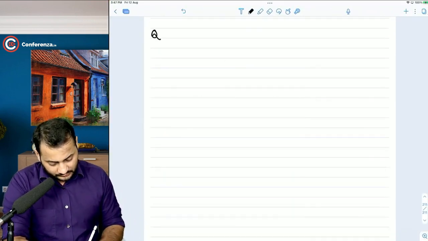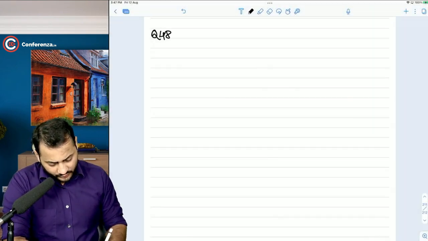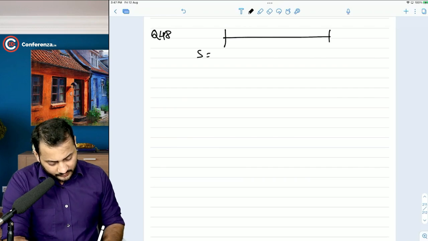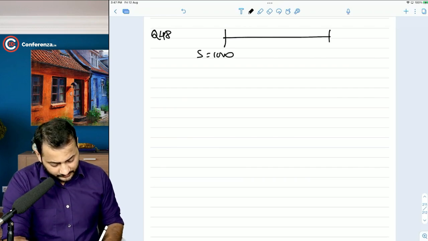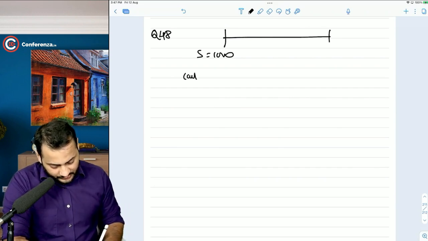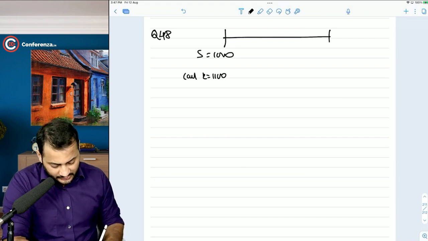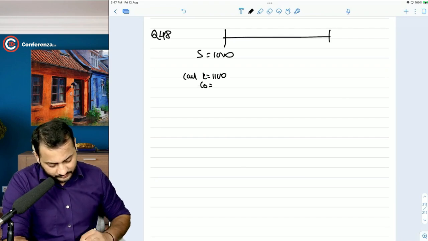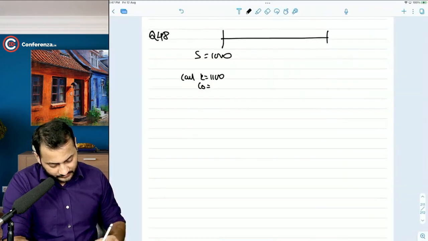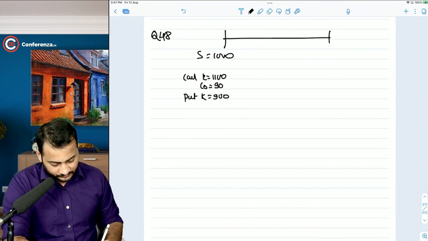Question number 48. First, I will explain that to you with the timeline. Today, the spot price is 1000. And there are two options. Call options, the strike price is 1100. You can buy the share at 1100 after 3 months, for which you paid a premium of 90 rupees, I think. And we have a put option, the strike price of which is 900, at which you can sell the stock, and you paid a premium of 15 in that.